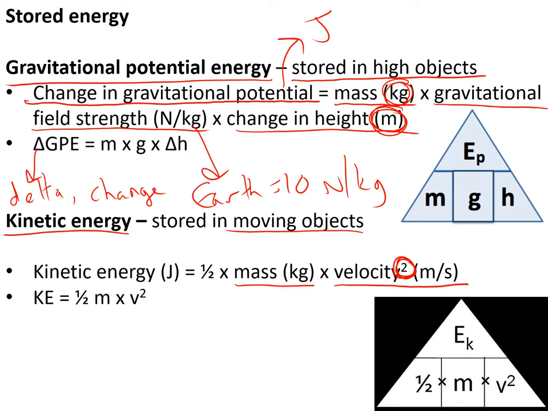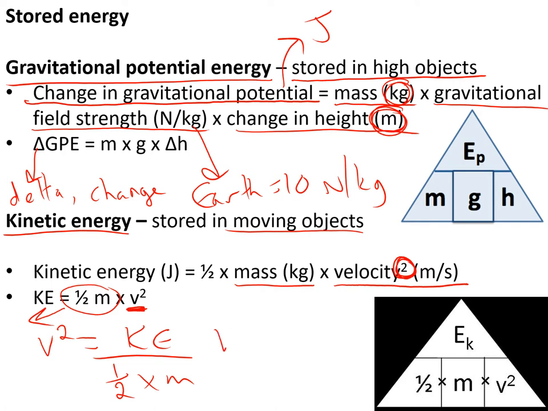Now, you may need to rearrange this, and most of the rearrangements of this are okay, but the hard one is to rearrange it for v squared. So we can rearrange that as follows. If we want to calculate v, we're going to say v squared equals KE divided by half times m. That's moving that term down there. But to find v itself, we need to square root that. So we can say v equals the square root of KE over half times m, like that. So don't forget that square rooting if you have one of these rearrangements to do in the exam.